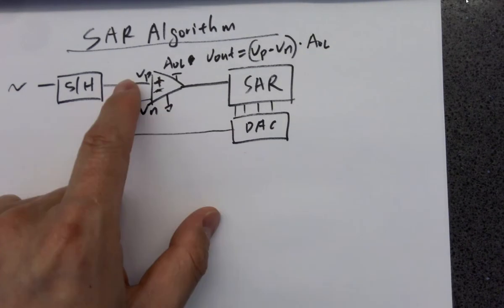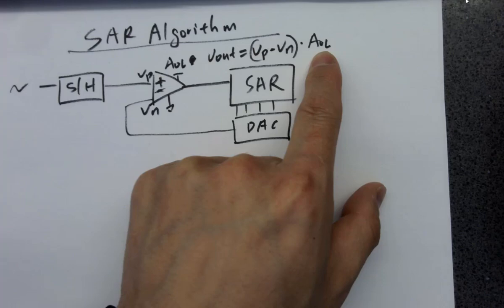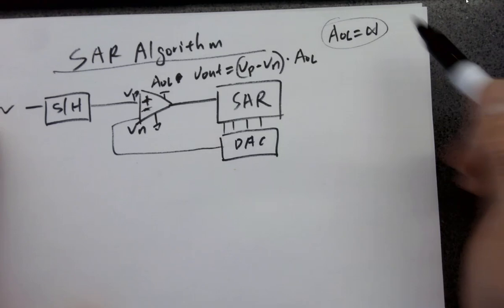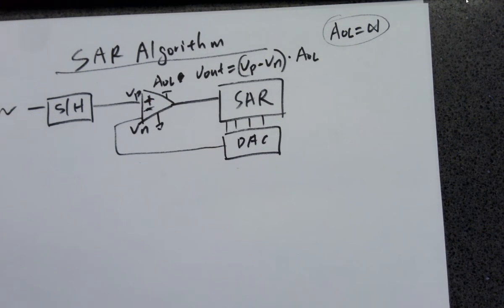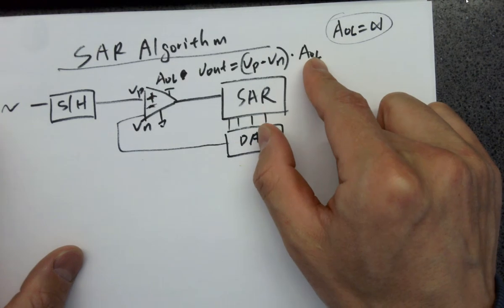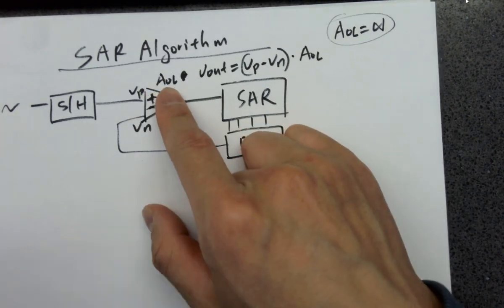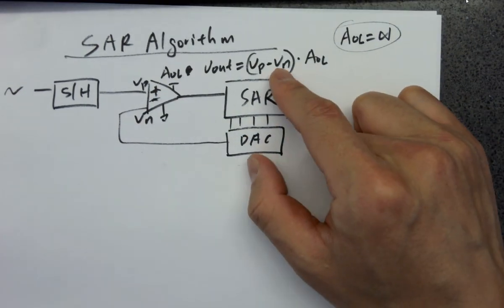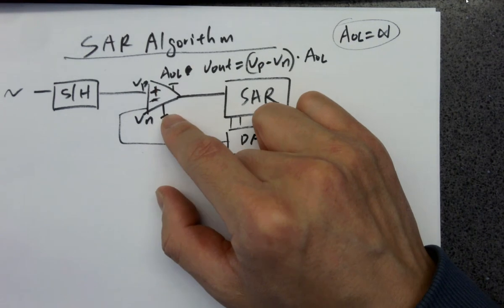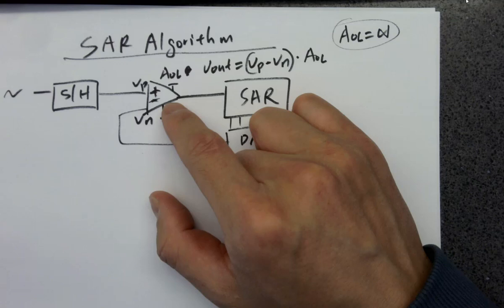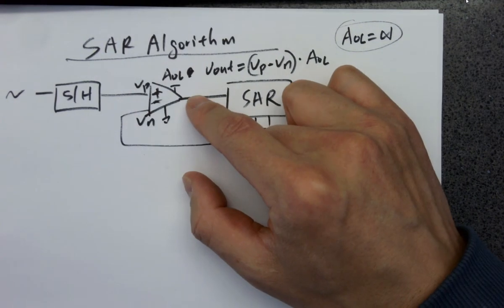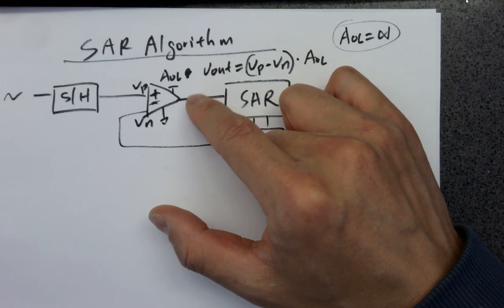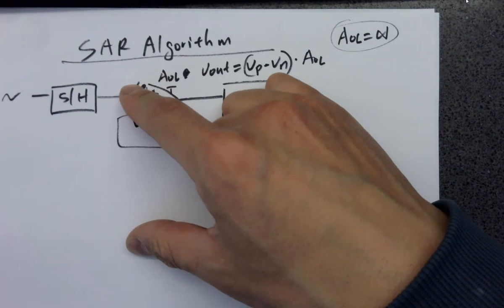So eventually, if VP is a little bit larger than VN, because AOL is huge, ideally infinite, it's going to saturate the V out to 5 volts, since you don't have 1,000,000 volts available. And whenever VP is a bit smaller than VN, it's directly saturated to ground, because you don't have a negative voltage supply. And that's why the comparator is going to output a digital signal oscillating between 1s and 0s to show you which one is larger.